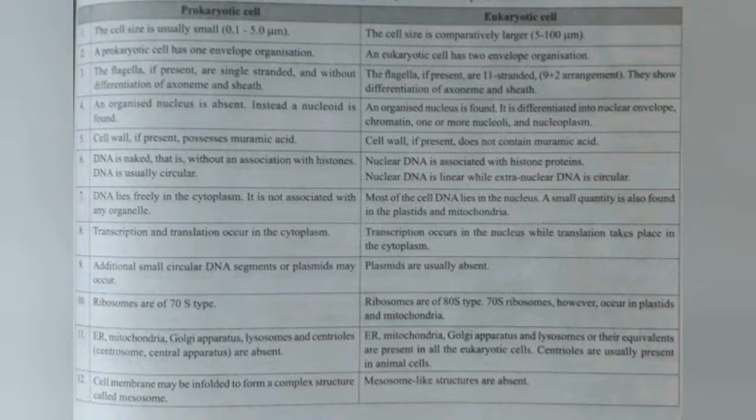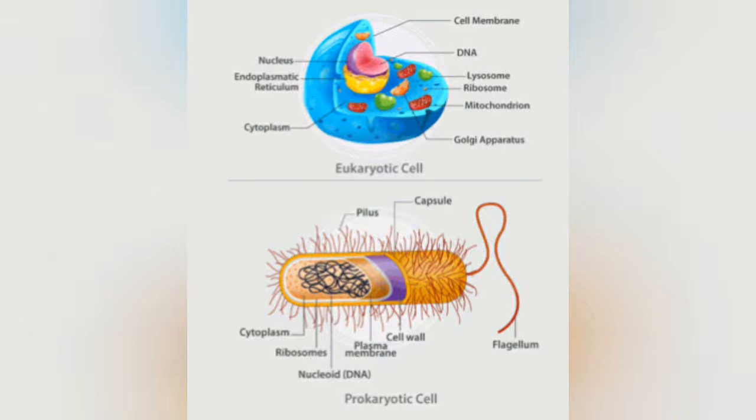In prokaryotes, the cell wall, if present, possesses muramic acid. So a kind of acid it is. Muramic acid is present in prokaryotes. Cell wall, if present, does not contain muramic acid in case of eukaryotes. Next, the DNA is naked, that is without an association with histone proteins. In case of prokaryotes, the DNA is naked and usually circular in nature, whereas DNA in eukaryotes is associated with the histone proteins and the nuclear DNA is linear while extranuclear DNA will be circular in nature.